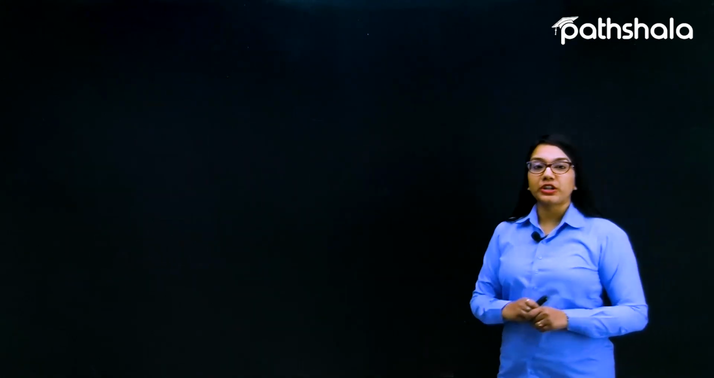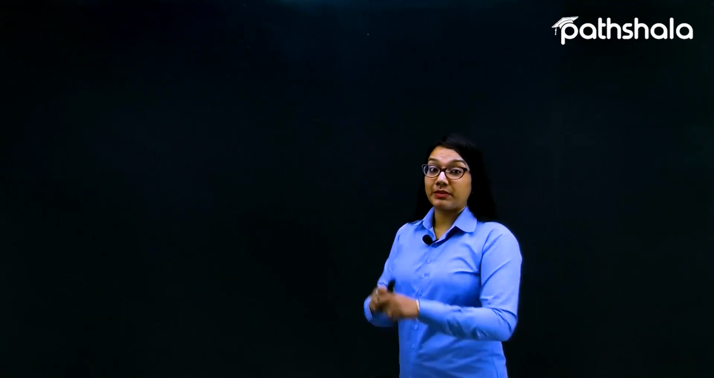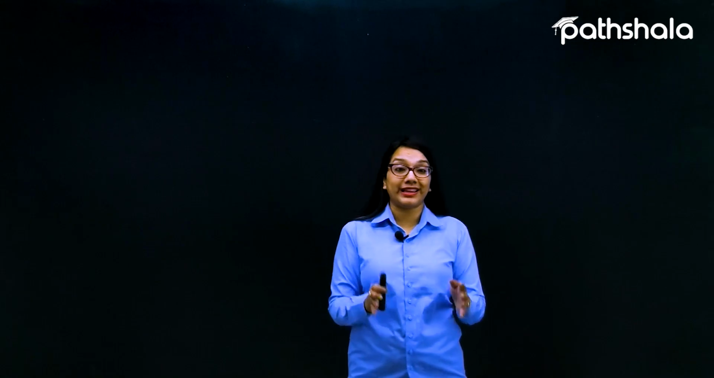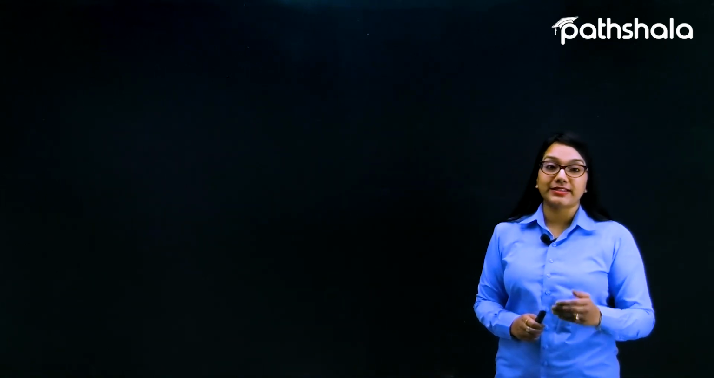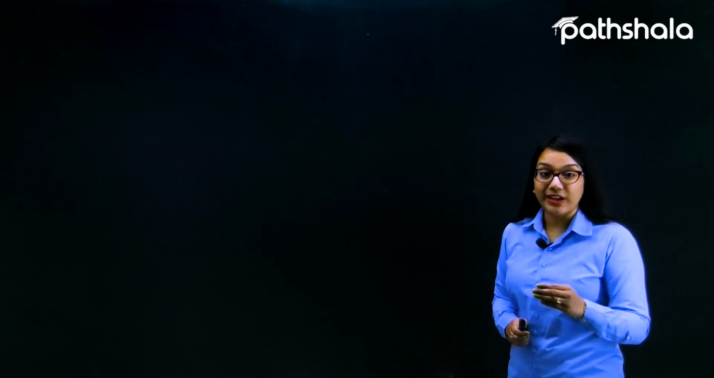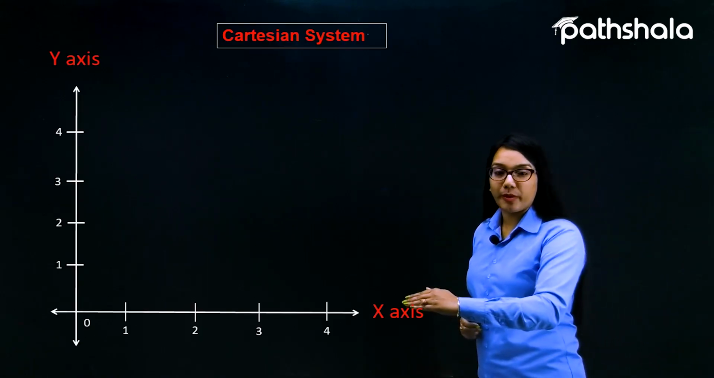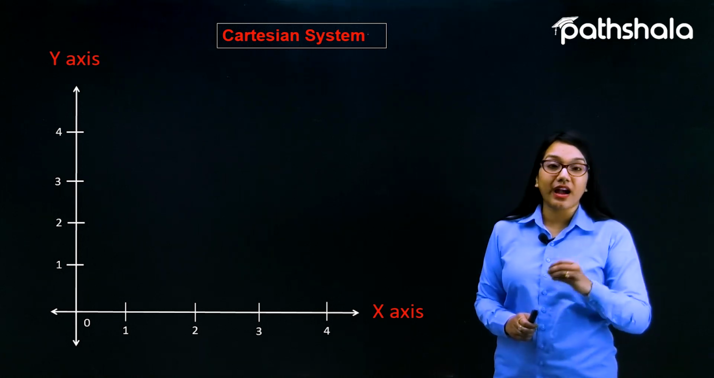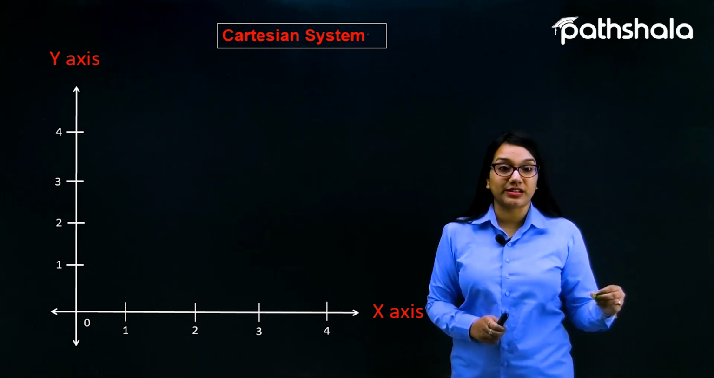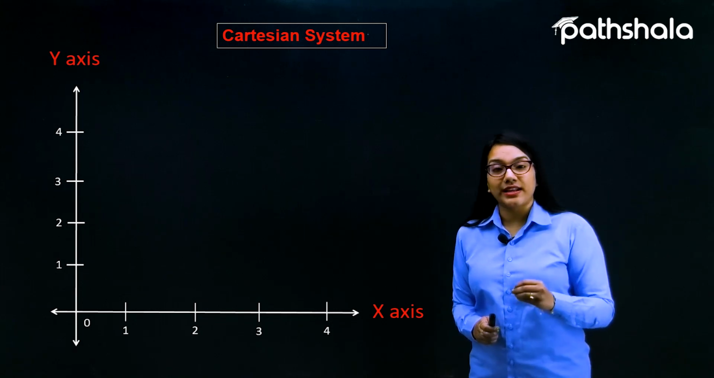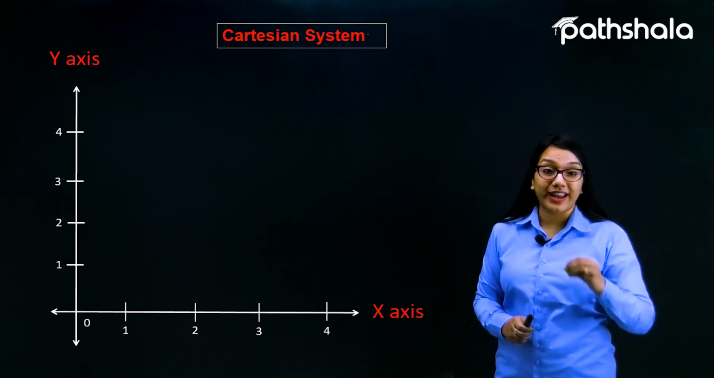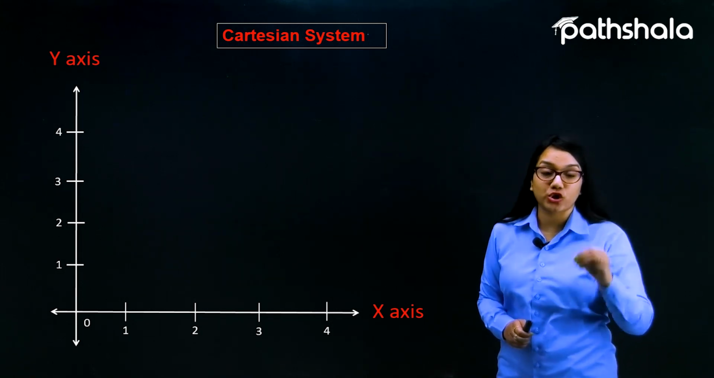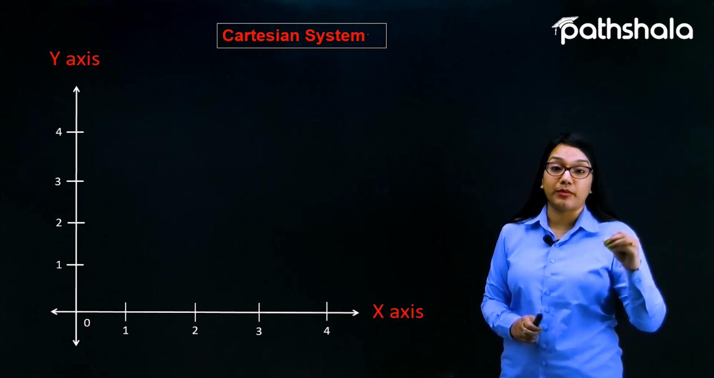Now let's further talk about the Cartesian system, a system which helps us to describe the location of a point in a plane. As we have already seen, these two perpendicular lines form the Cartesian system, and they help us to locate or describe the position of any point in a plane.